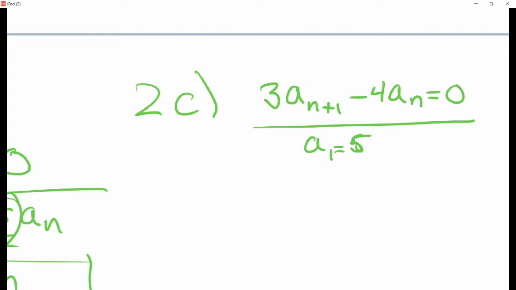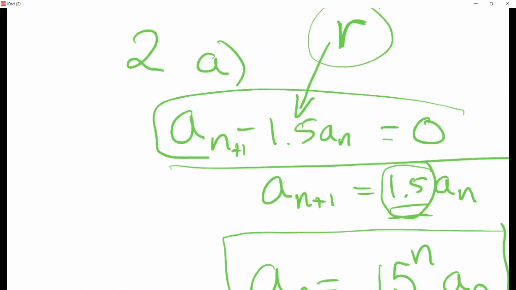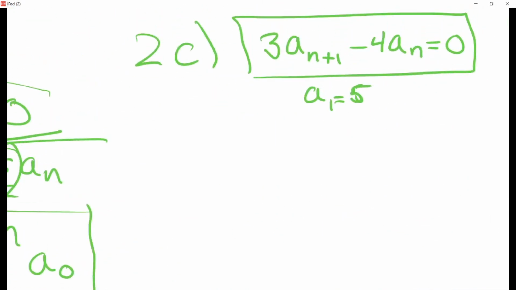Okay, so if you have a situation like this, proceed the same way. Notice what I did was I took this and I solved for a sub n plus 1. So you solve for that. So what do we got here? We have 3a sub n plus 1 is equal to 4a sub n. Does that look right? And then divide by 3, and that gets rid of that number.